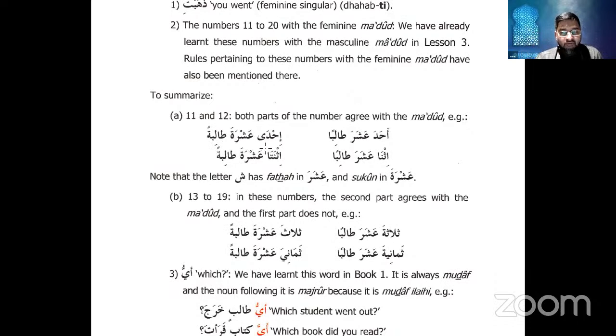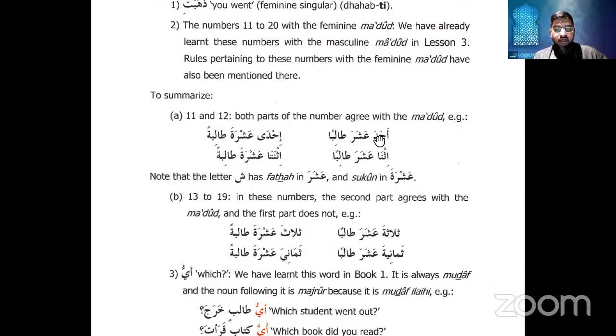But the numbers from 11 to 20, they will come singular with a fatha tanween. Ihda is feminine, ashrata is feminine, talibatan is the ma'dud. So both parts are corresponding to the ma'dud in gender. Number 12, ithnata. The ta and the alif has been added. The ta indicates dual feminine. Ashrata is feminine, talibatan is feminine.